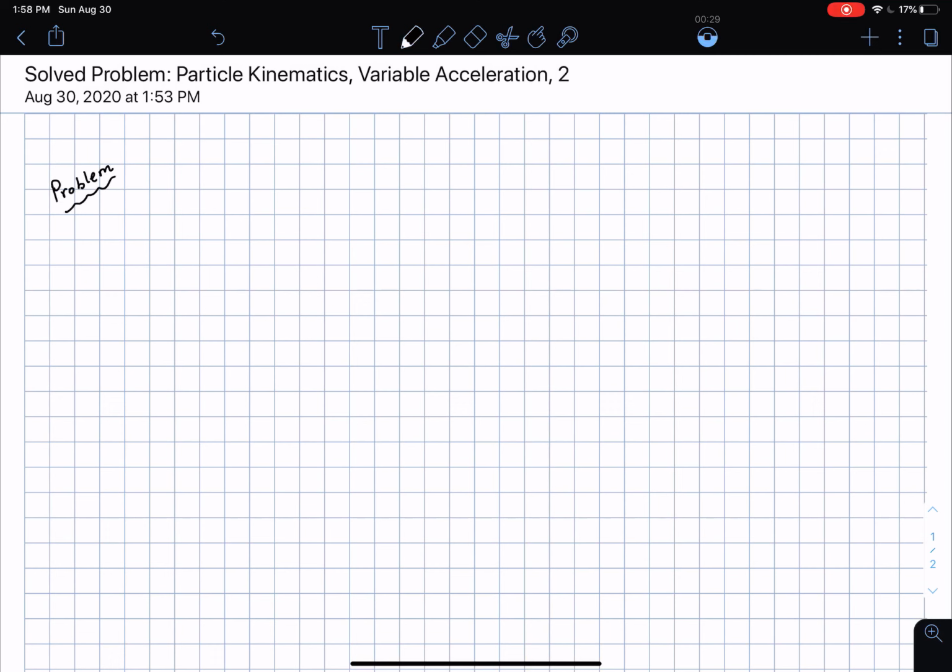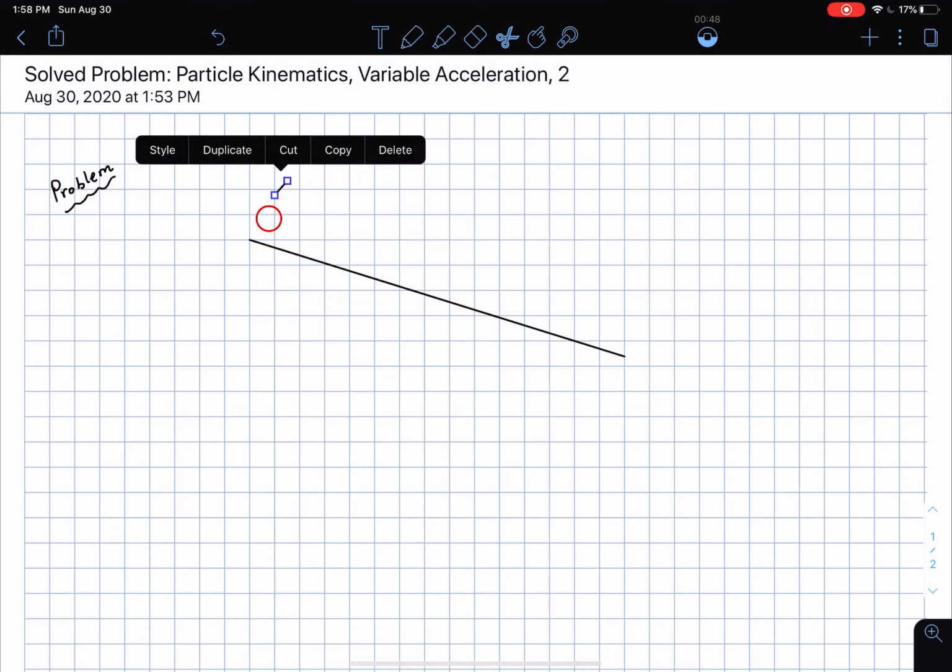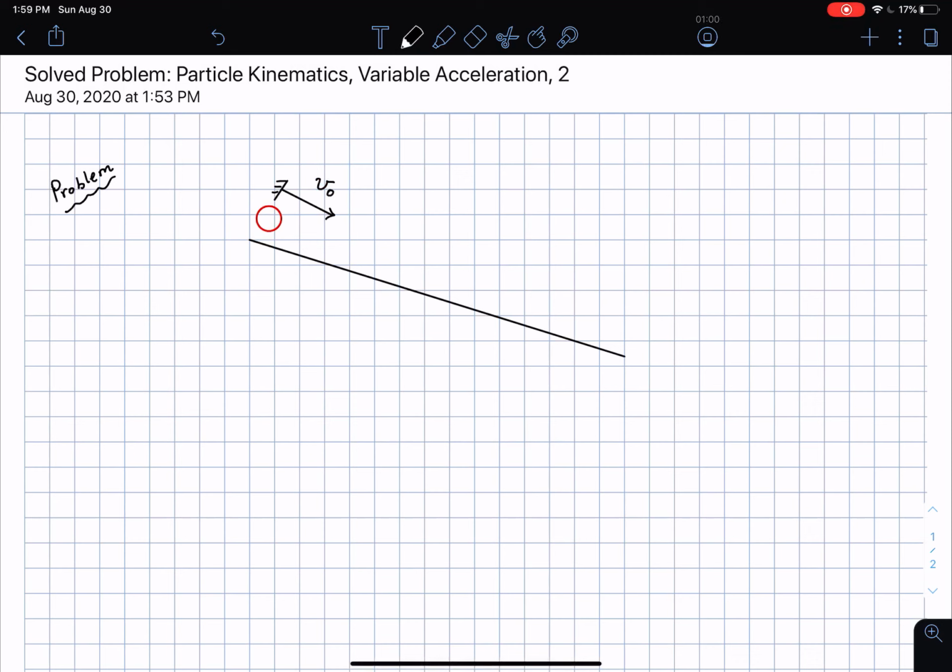So in this problem, I have a ramp as I'm drawing right here. There's a particle that is traveling starting from the beginning of the ramp. So the particle is sitting right here. At this point on the ramp, the particle has a certain initial velocity that is given to it. Let's say that this velocity is some v naught, and this velocity is along the direction of the ramp. And let me call this position position 1.